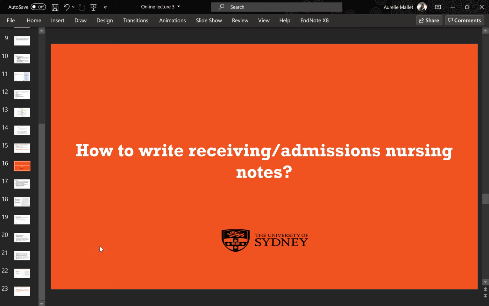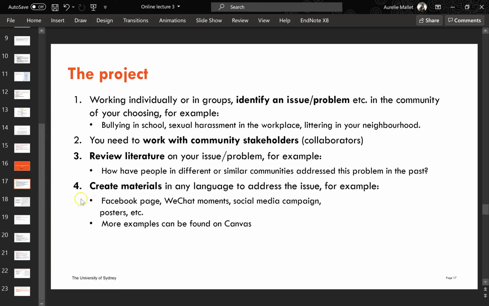Now let's look at the second class project. This one was a workbook on how to write receiving and admission nursing notes. Again, the students of the Educational Linguistics class of 2017 went through the same process when they carried out their project. First they had to identify the issue or problem, then they had to work with a specific community, then they had to review the literature, and then they created their workbook on how to write receiving and admission nursing notes.